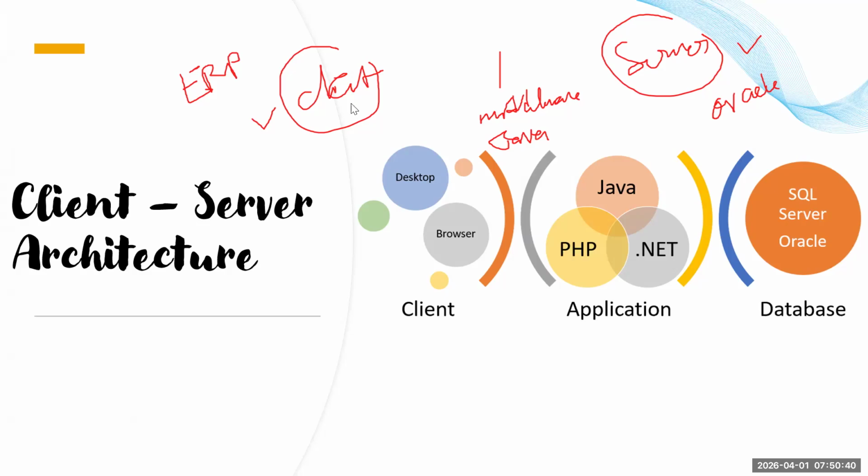Your client can be designed in different ways. A browser, for example: if you open Amazon, www.amazon.com, that application is completely designed with Java or PHP or .NET or CSS or HTML, using different languages. Whenever you are going to place an order or anything, it will prompt you to log in.